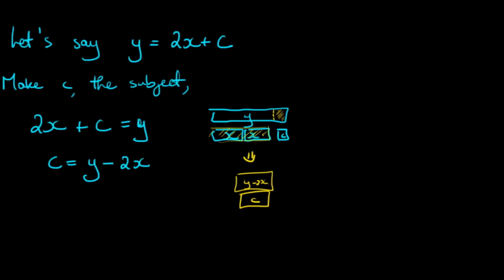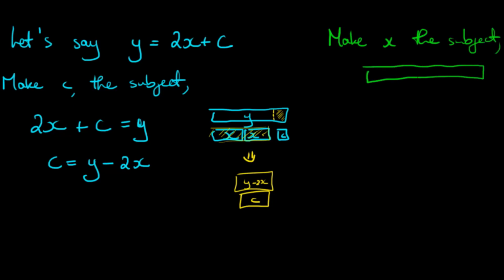And if I were to make, let me use a different color, if I were to make x the subject, then visually we can think about it as saying we have our y, and that's equal to 2 x's and a c.